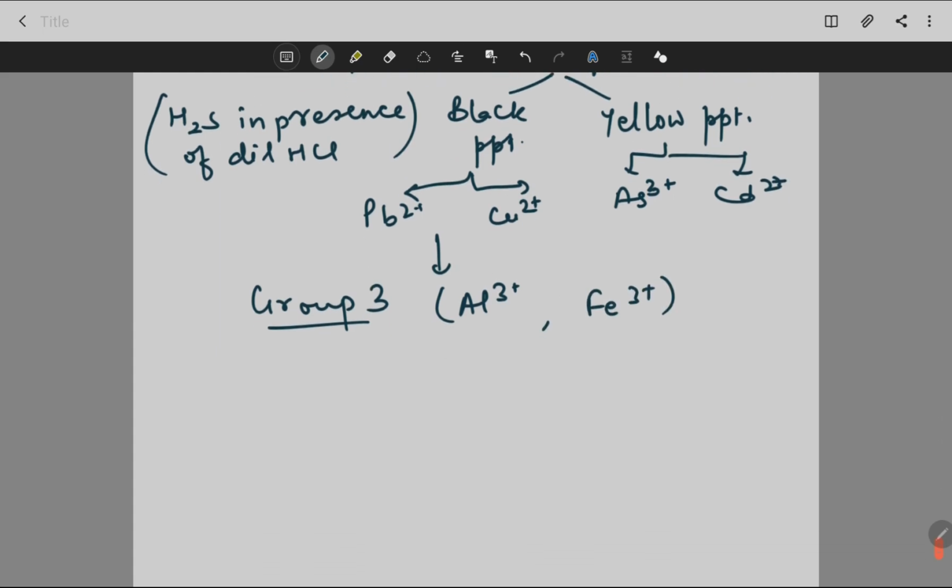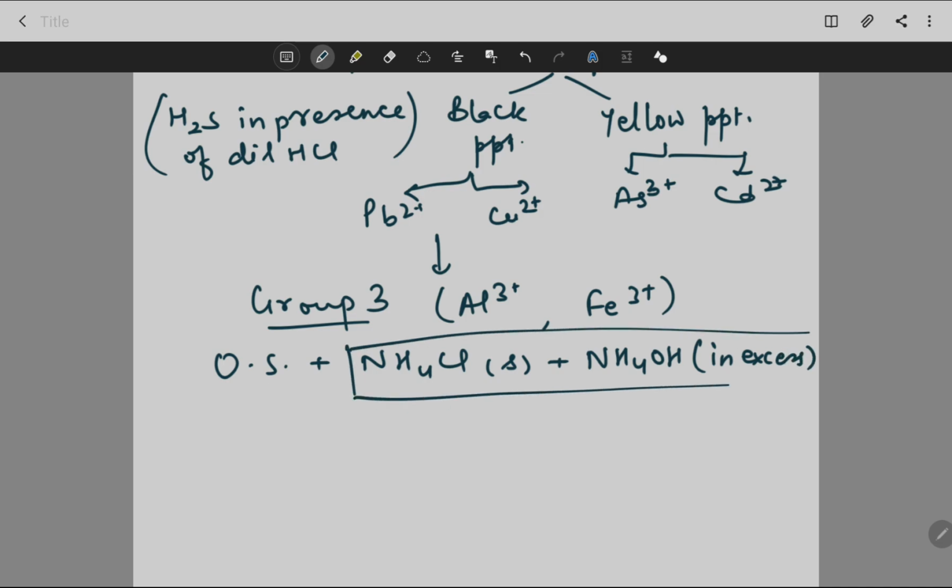Now how do we proceed for group 3? We take OS, in this we add ammonium chloride, we boil, cool, and then we add ammonium hydroxide in excess. So what is the group reagent for group 3? It is ammonium chloride in presence of ammonium hydroxide.